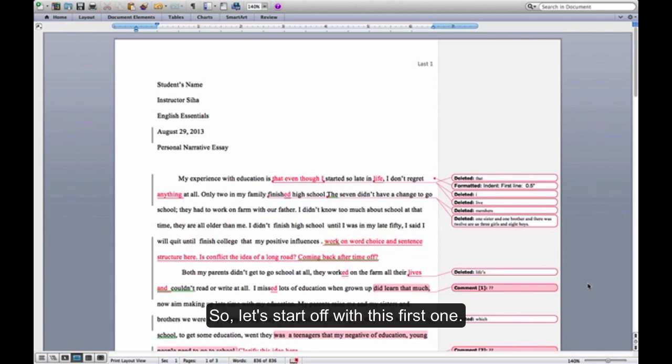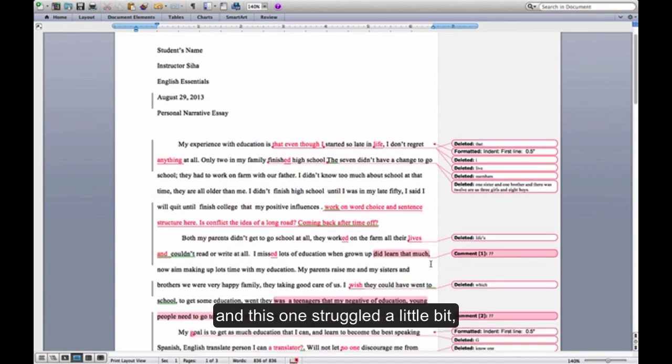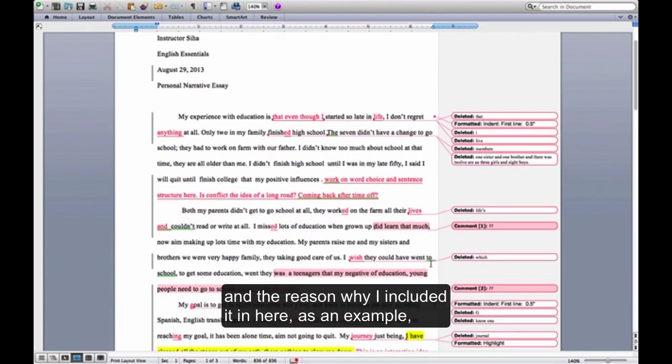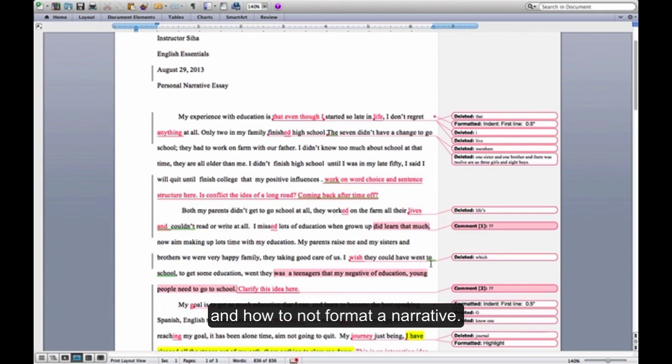So let's start off with this first one. Again, this is the personal narrative essay. And this one struggled a little bit. And the reason why I included it in here as an example is that it is a pretty good example of what not to do and how to not format a narrative.